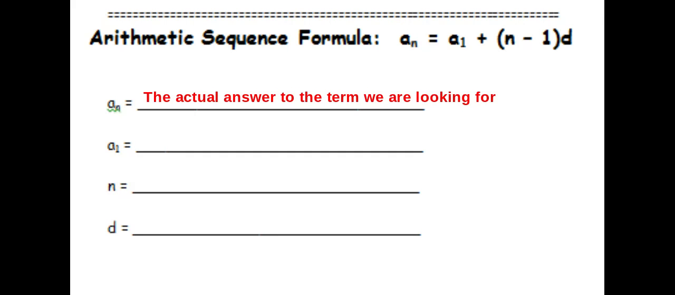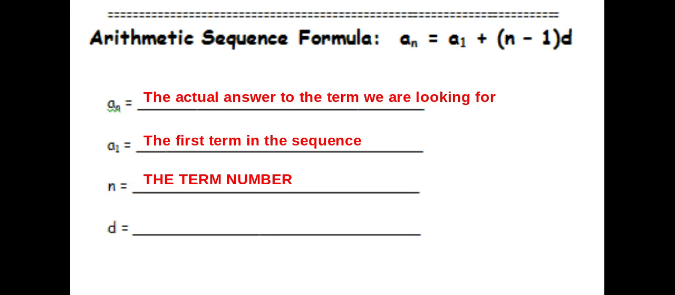Now, A sub n is the actual answer to the term that we're looking for. So say we're looking for the 100th term and it comes out to 565. We would put 565 down for that. A sub 1, that's this term right here, is our first term in the sequence, so that's whatever comes first in the sequence of numbers. n is the term number. So if we're looking for the 100th term, that would be the number we plug in here.